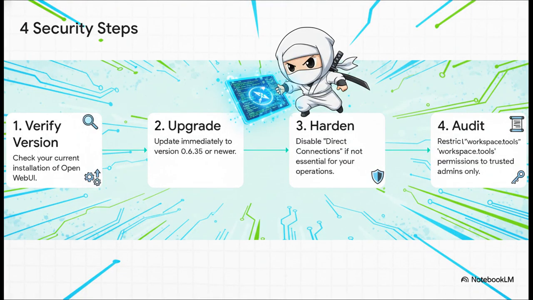So here are the 4 critical steps you need to take. 1. Check your version. 2. Upgrade to 0.6.35 or newer immediately. Don't wait. 3. For extra protection, just disable the direct connections feature if your team doesn't actually need it. And 4. Audit your user permissions. That RCE escalation we talked about depends on the workspace tools permission, so make sure that's locked down to only your most trusted admins.